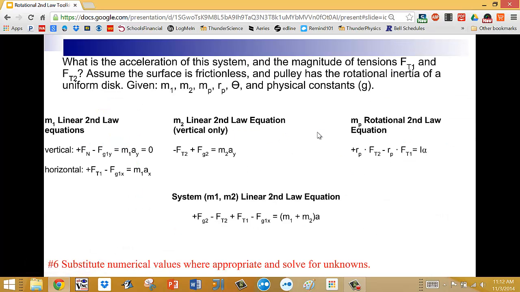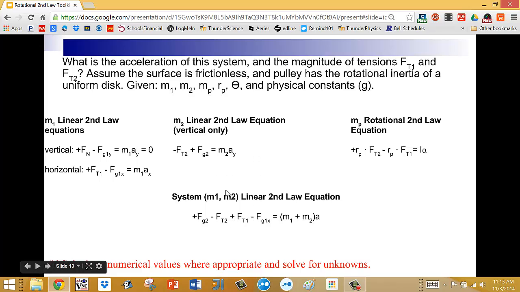Okay, now that we looked at the system equation, and we've looked at each individual mass, we've got 1, 2, 3, 4, 5 equations. So it's our job now to figure out which one of those 5 equations will help us find the acceleration of the system. So obviously we're going to use the acceleration equation in combination with one of the other two equations.